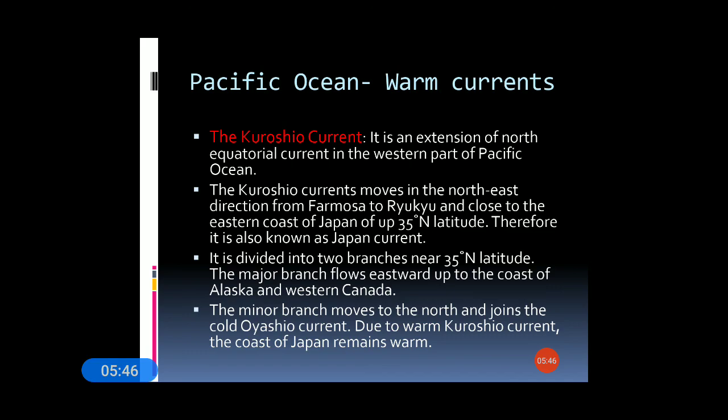It is divided into two branches at 35° north latitude. The major branch flows eastward up to the coast of Alaska and western Canada. The minor branch moves to the north and joins the cold Oyashio current. Due to the warm Kuroshio current, the coast of Japan remains warmer.